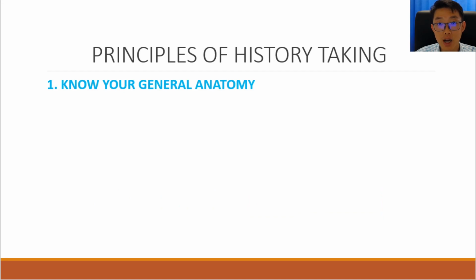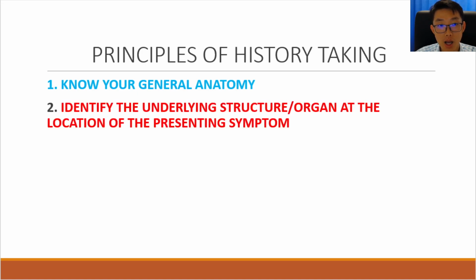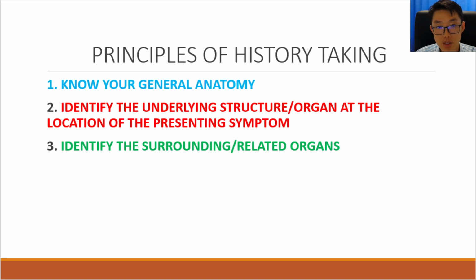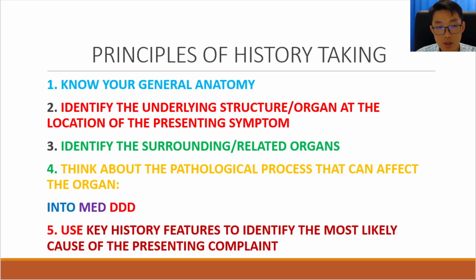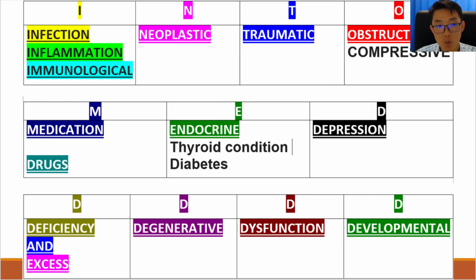As usual, before I begin, I'd like to take this opportunity to revise the principles of good history taking. 1. Know your general anatomy. 2. Identify the underlying structure and/or organ at the location of the presenting symptom. 3. Identify the surrounding and/or related organs. 4. Think about the different pathological processes that can affect the organ. The mnemonic that I use is IntoMed DDDD. And 5. To be able to use key history features to identify the most likely cause of the presenting complaint. So again, here is what IntoMed DDDD stand for.